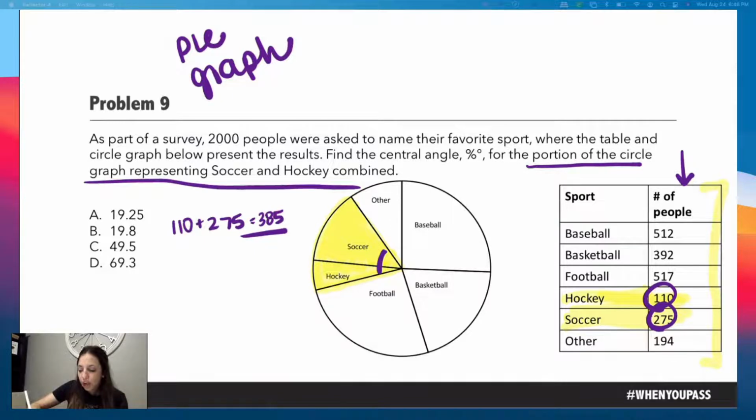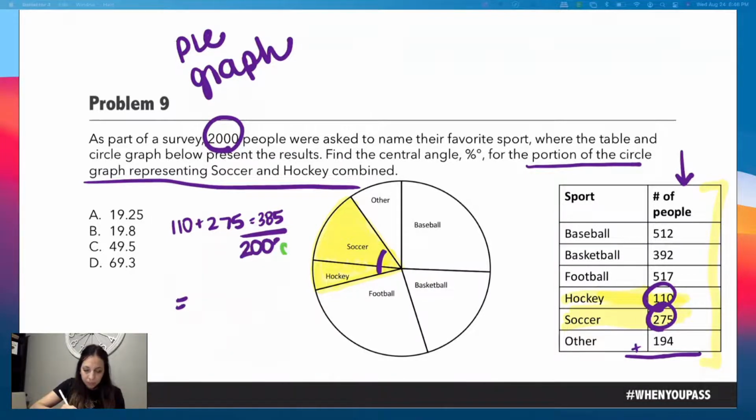Out of how many total people? Now, could I add all of these up? Yes. Why would I do that though, when they give us the number of people who were surveyed? They told us 2,000 people were surveyed. So I'm not going to waste my time adding all of those up if I don't have to. Now I'm going to use my calculator to figure out what percent that is. 385 divided by 2,000 equals 0.1925. That is the percent, 19.25%.